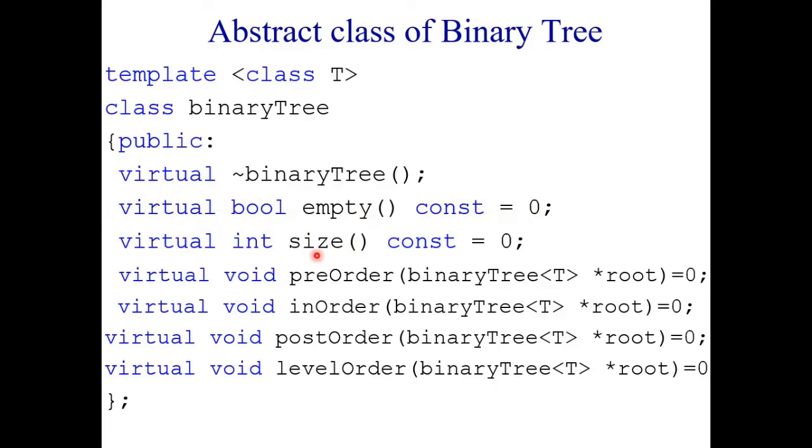Next I have size. The return type is int because size is always an integer. Again the virtual keyword and equals to 0, because it's a pure virtual function. Again, pre-order traversal, which always takes the root address, has no return type, with the virtual keyword and equals to 0. It's a pure virtual function.